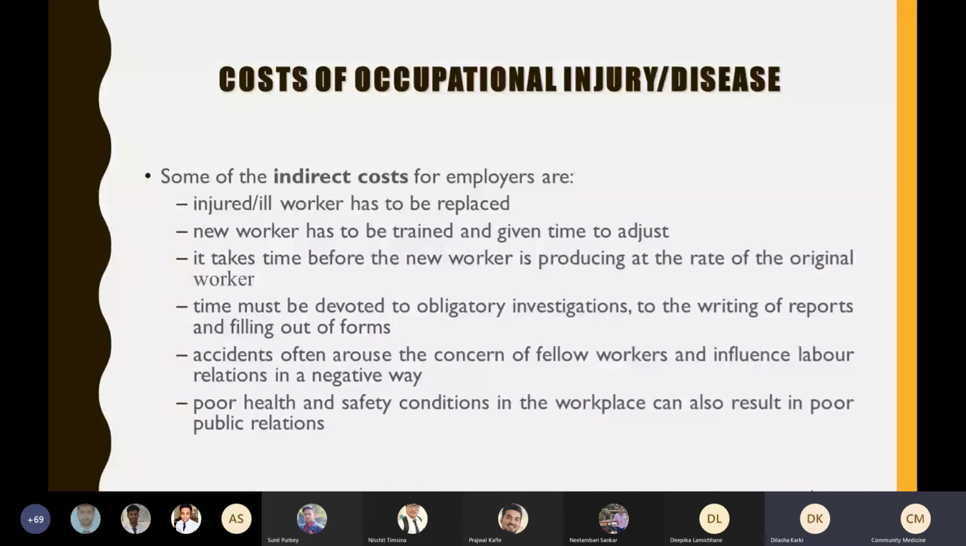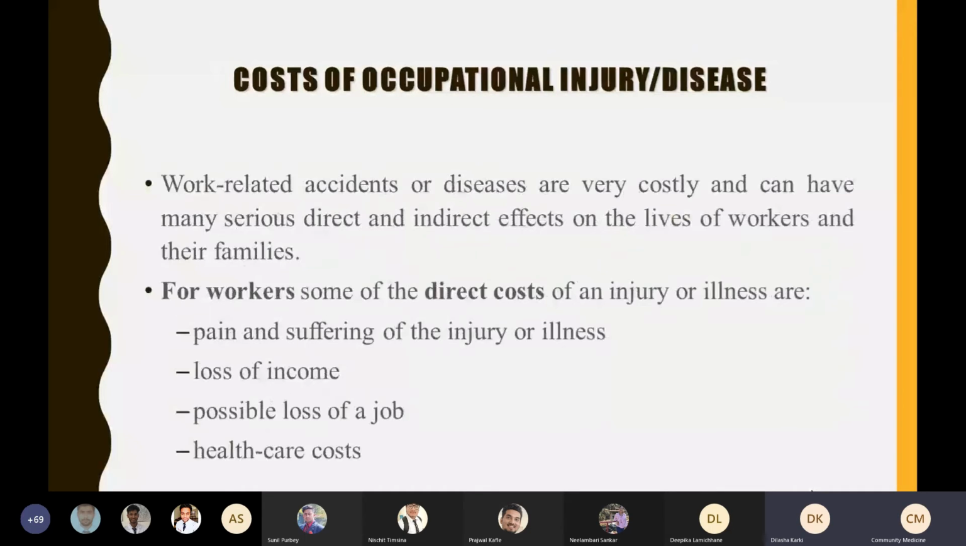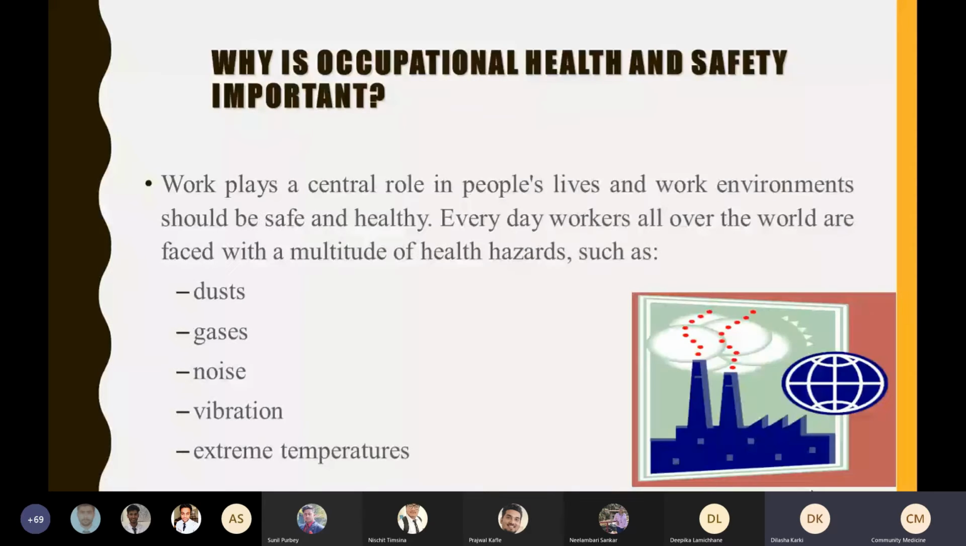Now some of the indirect costs for the employers. Definitely the employee gets affected. One is the worker, who will get affected. And the other person that can get affected, if the workers face certain types of injury, is definitely the employers who give the job.